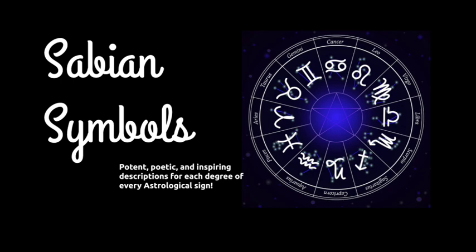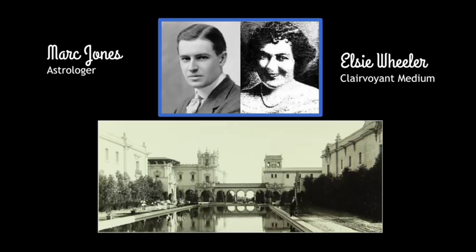So how did these symbols come to be? To go back to the psychic and astrology component of this, I love this. These Sabian symbols came about through a very epic collaboration in 1925 between Mark Edmund Jones, who was an astrologer and was very scientific in his approach, and Elsie Wheeler, who was a very successful spirit medium who did her work primarily via clairvoyance.